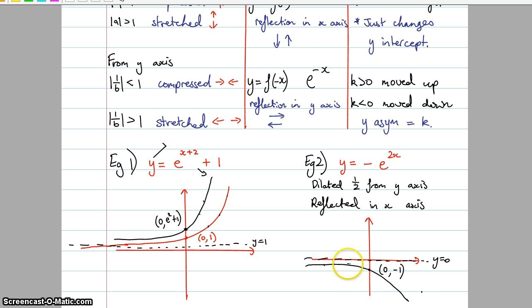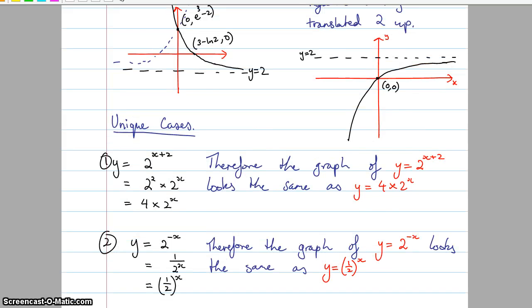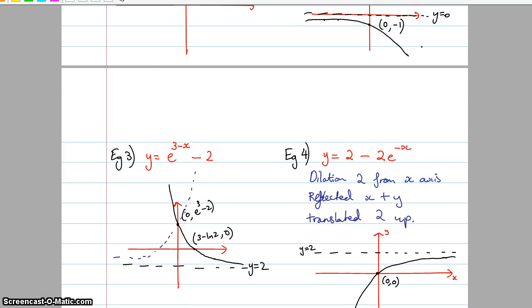This point was over there, now it's over there, but it's a little bit hard to see. The only thing that's really noticeable for this one is that it's been reflected in the x-axis. The intercept is now -1 rather than 1. Just two more examples for this one. We've skipped it down too far.